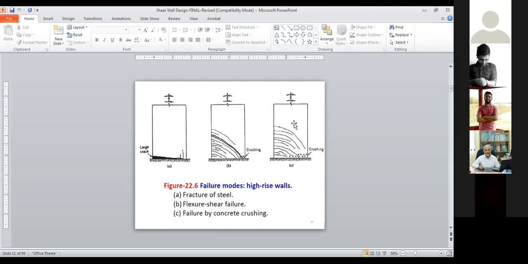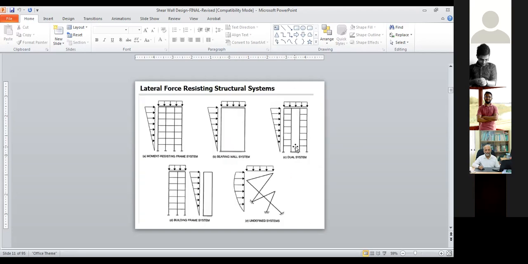So you understand that to control these cracks under the load, we need to give reinforcement so that our walls will not fail during the loadings. That's why, of course, you need the flexural reinforcement. You need to control the shear cracks. You need the shear reinforcement at both faces of the walls.